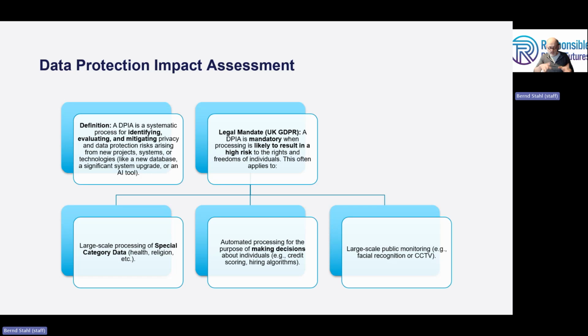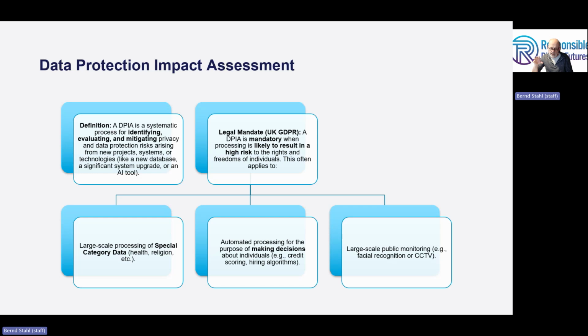So if an organization brings in a new system which may raise risks, then they have to do a DPIA. According to the UK GDPR, the DPIA is mandatory when the data processing is likely to result in high risk to the rights and freedoms of the individual. Examples of that, where this is often the case, is where you process a lot of data, especially special category data, health, religion, and so on. You definitely need to do a DPIA.